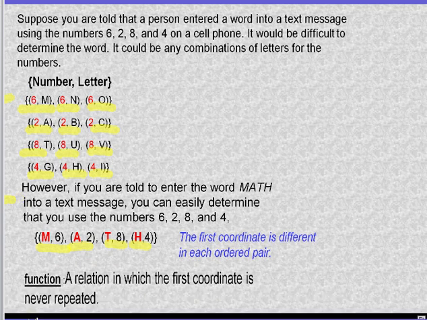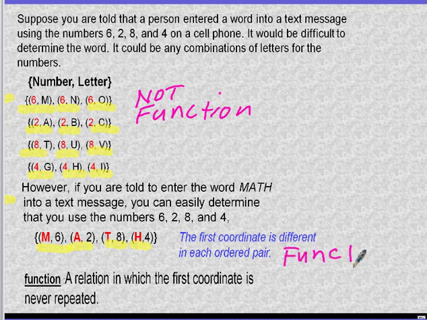So a function, this is the definition, is a relation in which the first coordinate is never repeated. So you can see this is vague. You can't really figure out your output value from your input value. So that means this is not a function. A function means that for each input value, you can figure out what your output value should be. And in this case, that means this is a function.